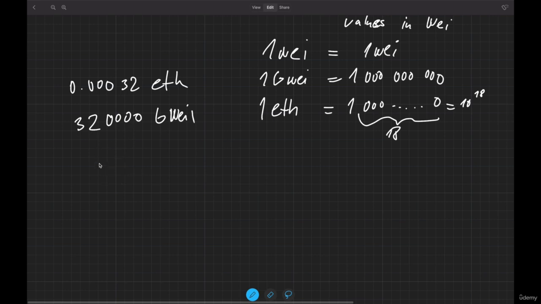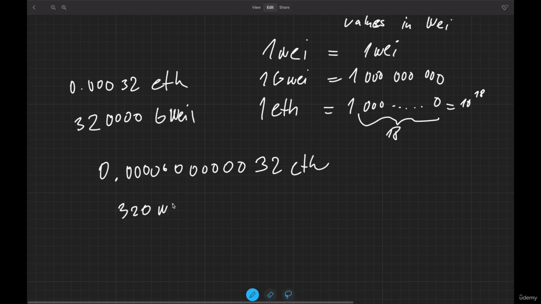And of course, these denominations for a transaction can be even smaller. For example, if I would pay for a transaction 0.00000000032 ETH, it is easier to say 320 wei than to say 0.000 and so many zeros 32 Ether. That's why we have these denominations of ETH.